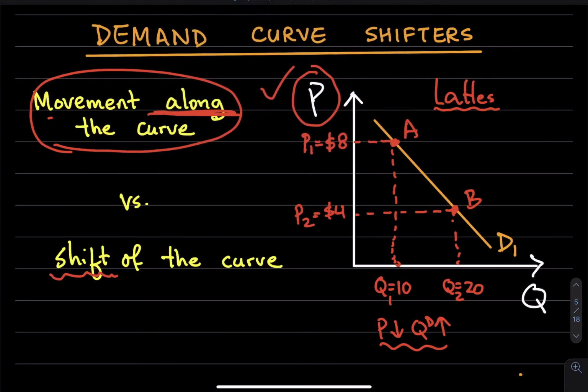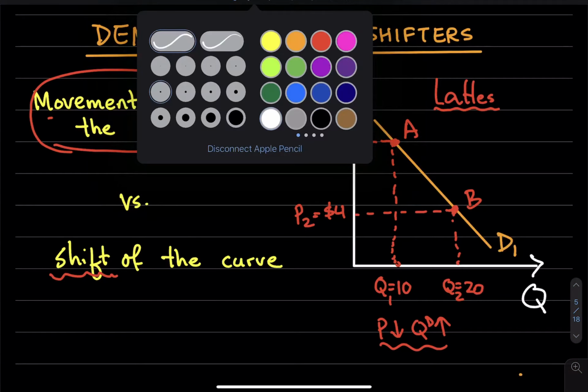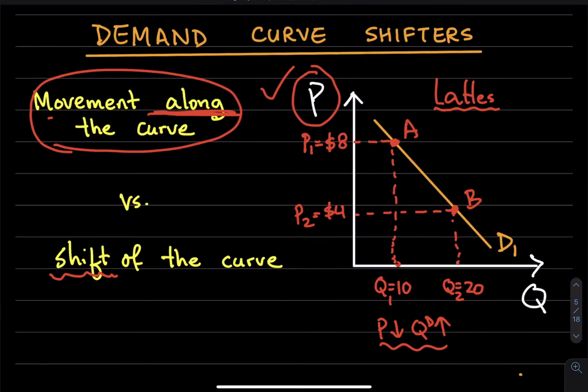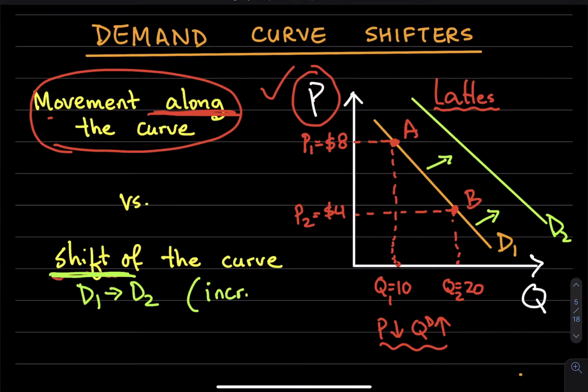But just to put it out there, what we mean by shifts is, I'll take a different color and highlight this. If we're thinking about the demand curve shifting, if there is an increase in demand, then we are saying the demand curve is shifting to the right. And so you can think about a shift from D1 to D2 is a shift of the curve, and there is an increase in demand.